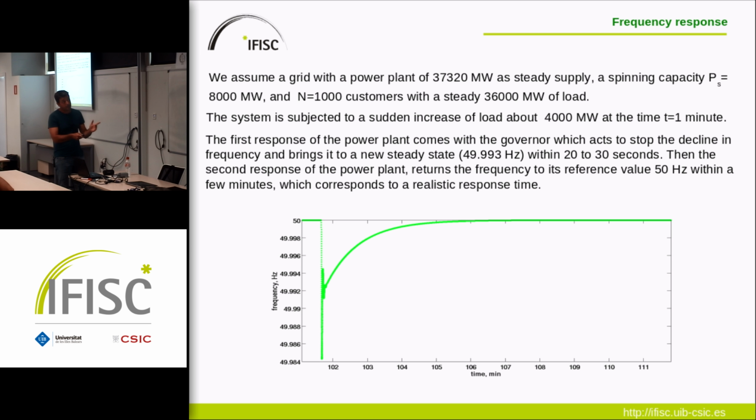Then, at a larger time scale of the order of minutes, 8 or 10 minutes, the secondary control brings more power online, accelerates the system again, and brings the frequency back to 50 Hertz. This is a typical, realistic response of a power plant. This is actually how a real power plant works, so the model is a good description of the dynamics of a power plant.